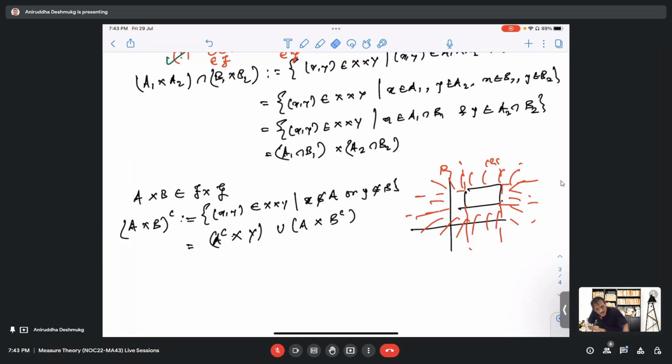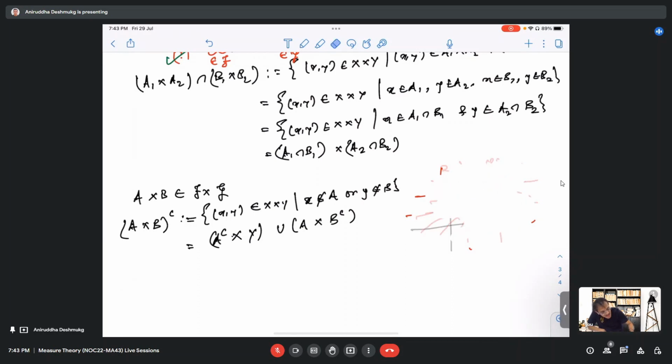Sir, X cross B complement would come, I think. Yes, X cross B complement is also correct. But I just want to write it as a disjoint union. Ultimately, I want a disjoint union. So we have to shorten that. See, even here in the rectangle, we just draw everything again.